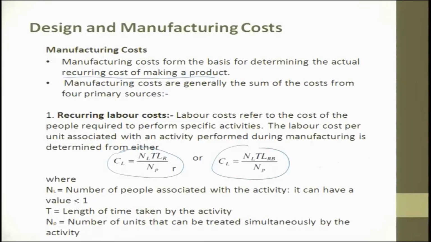For example, if you have something like gang drilling, you have one workpiece, and you have several drills which are attached to a spindle, and you can do all 3 holes. These are drills. So, you can do all the 3 holes machining simultaneously. That is what we call the number of units that can be treated simultaneously by the activity. Or generally, you take heat treatment, all 1000 parts to be done in one heat treatment. That is what we are talking about, NP.